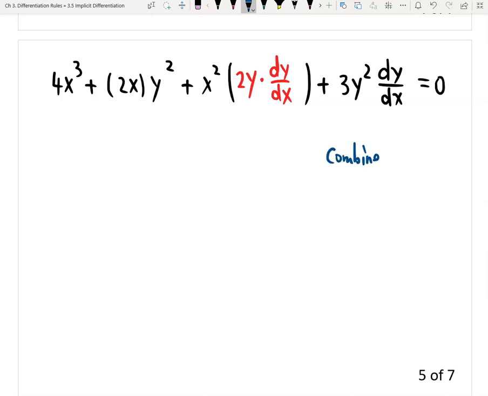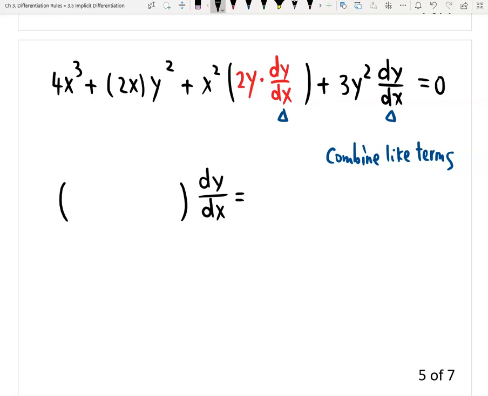We need to compound like terms. So we have one term here and another term here. Put them together, see what I get. So I will get this, and the coefficient, and then dy dx, and then equals.